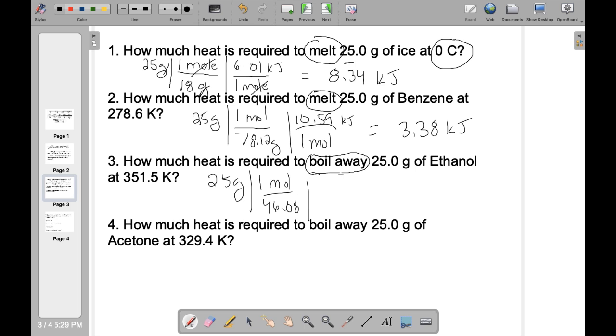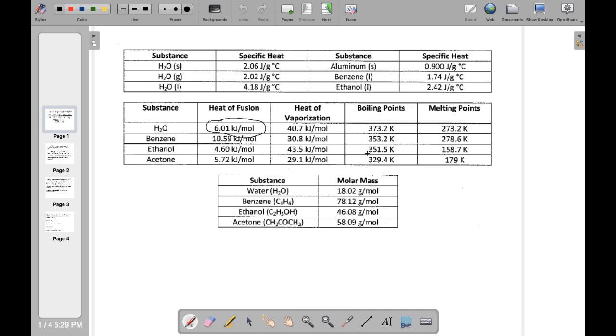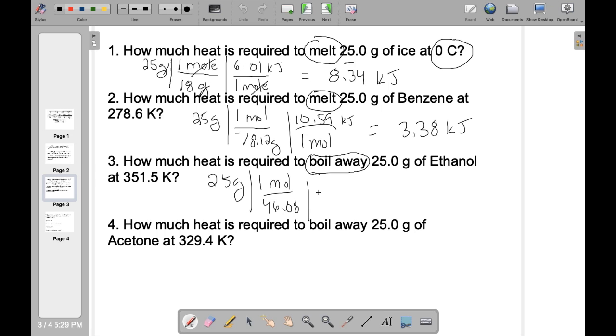And I need to know the heat of vaporization, the enthalpy of vaporization of ethanol, not fusion, vaporization. So it's 43.5 kilojoules per mole. 1 mole is 43.5 kilojoules. And I'll get around 23.60 kilojoules.